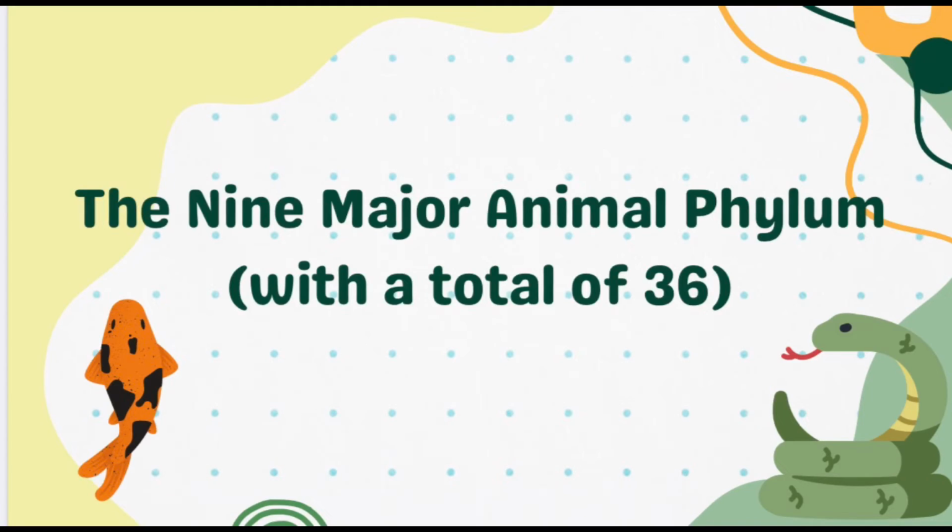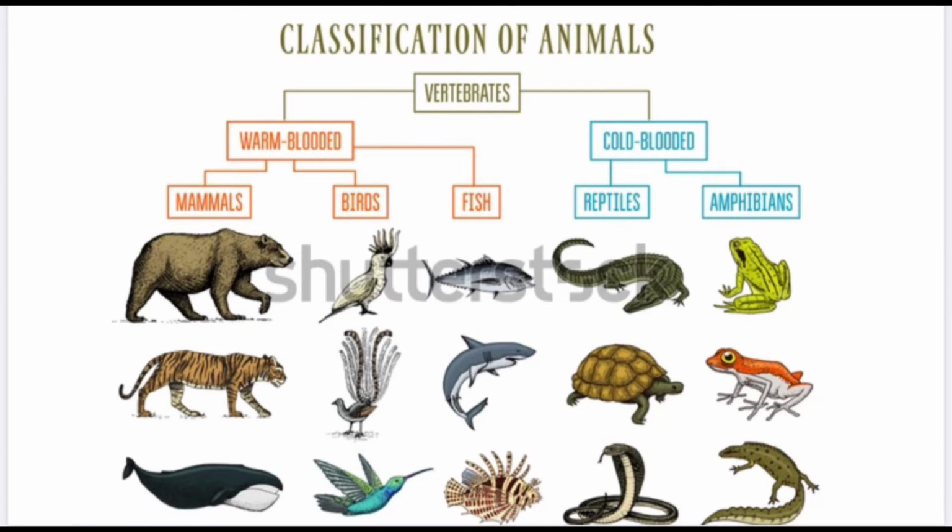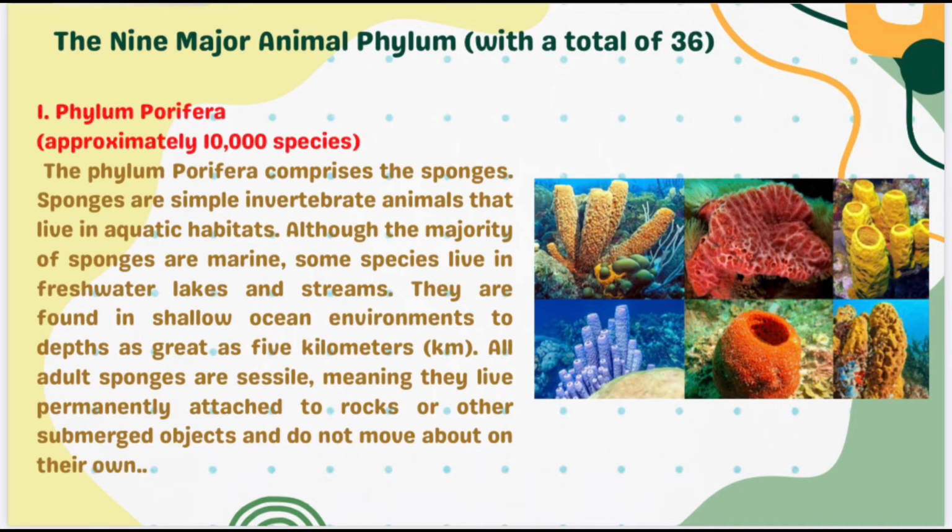The 9 major animal phyla, with a total of 36. In addition, we have a classification of animals, so you can take a screenshot of this so you have notes for better understanding. The first one under the 9 major animal phyla is the phylum Porifera, approximately 10,000 species.